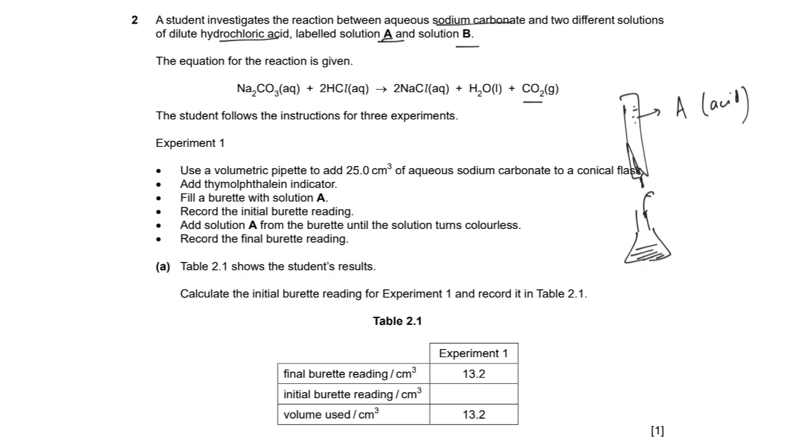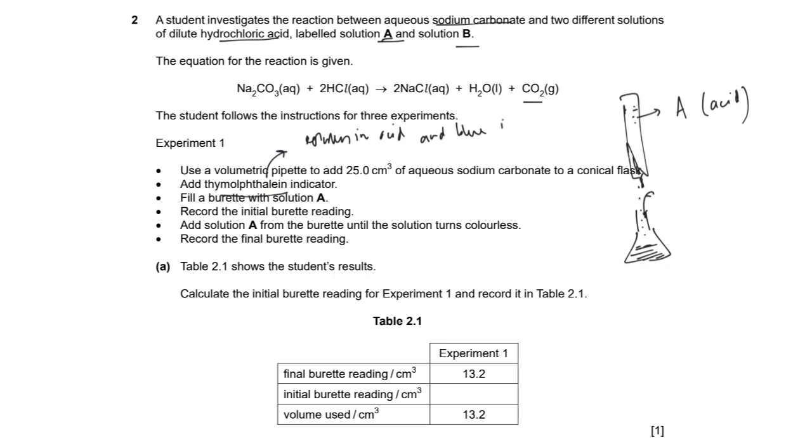Note the volume here, whatever the volume is in the burette, the initial reading, and add solution A from the burette until the solution turns colorless. So you will drop it until the solution turns colorless, because you have added which indicator? Thymolphthalein indicator, right? Thymolphthalein indicator is colorless in acid and blue in alkali.